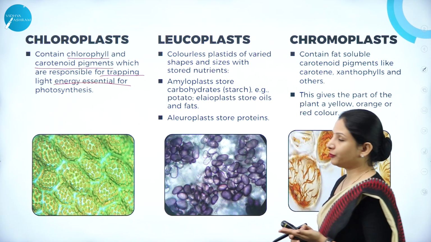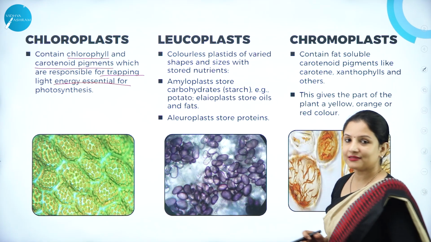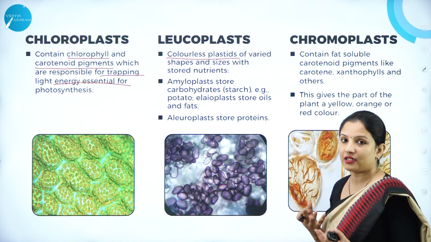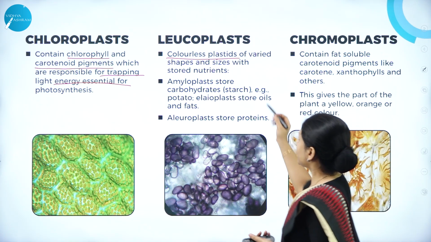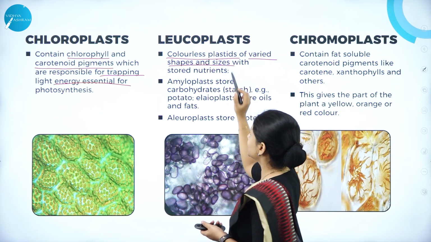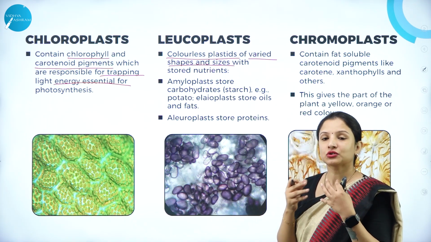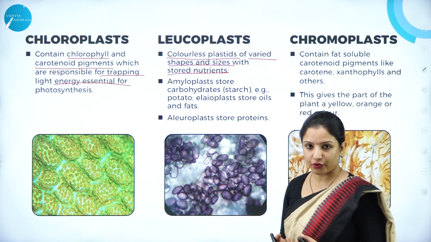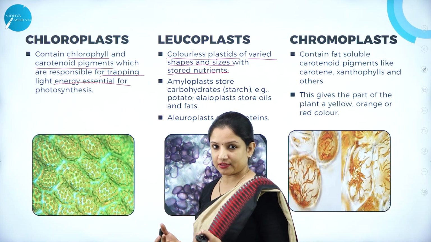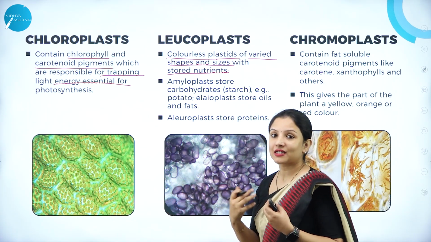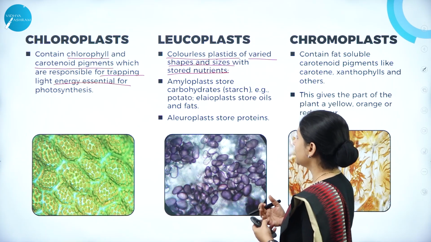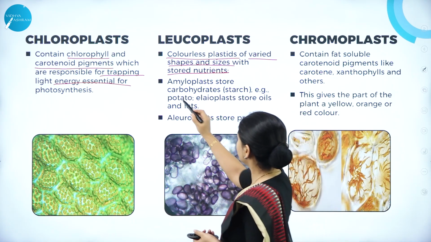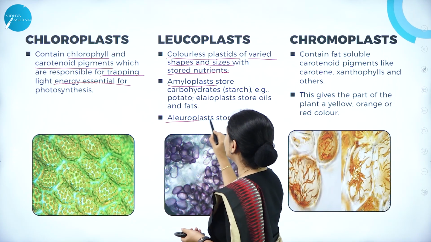Next, talking about leucoplast, one more type of plastid. Leucoplasts are colorless plastids, meaning they do not have color at all. They can be of different shapes and sizes, and in these plastids they store some nutrients. Chloroplasts don't store nutrients, they are the site for photosynthesis, whereas leucoplasts are colorless and store nutrients in them. Based on the type of nutrients they store, leucoplasts are divided into types, such as amyloplast and aleuroplast.